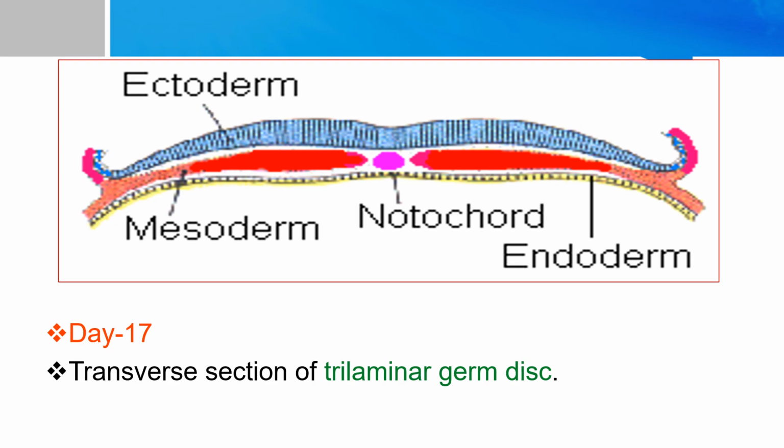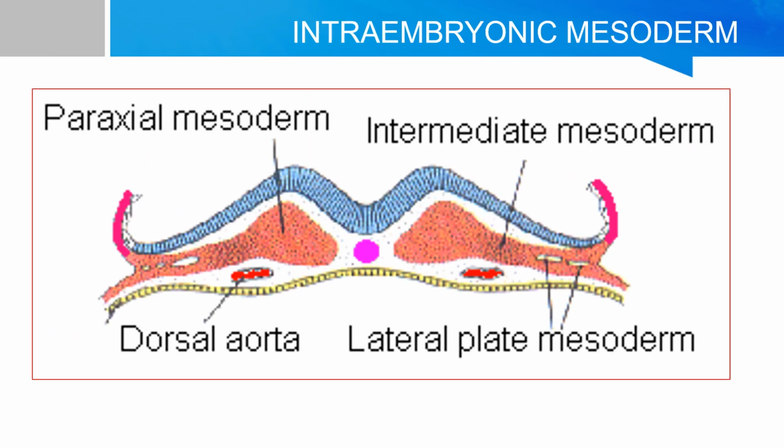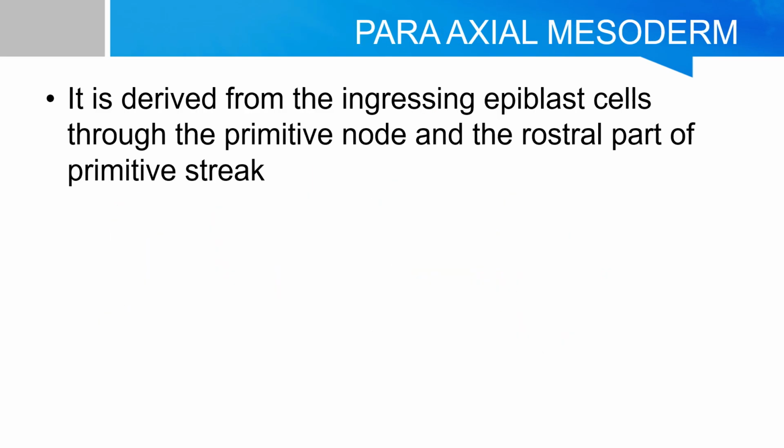So this is what we have already seen in the picture so many times: ectoderm, endoderm, and this is the mesoderm on either side of the notochord, and that is the day 17th trilaminar germ disc. Then further differentiation of the mesoderm now gives rise to three: paraxial mesoderm, intermediate mesoderm, and lateral plate mesoderm. So first now we will start with the paraxial mesoderm.